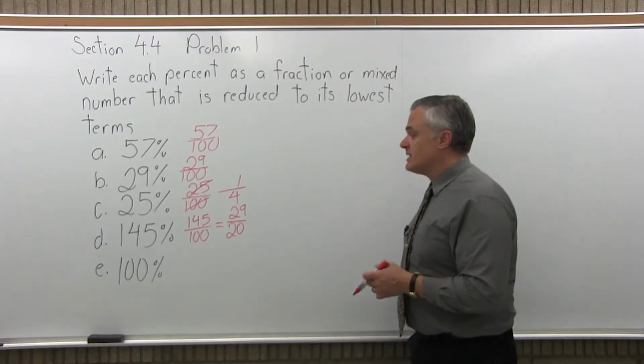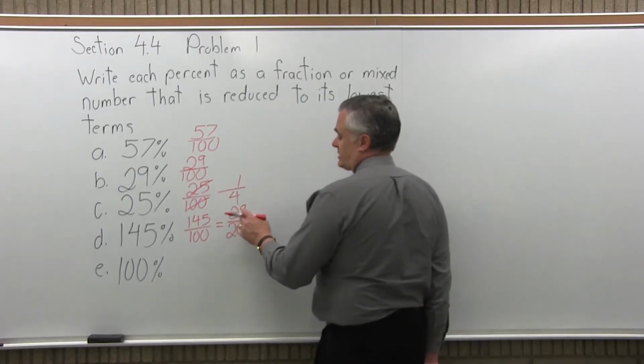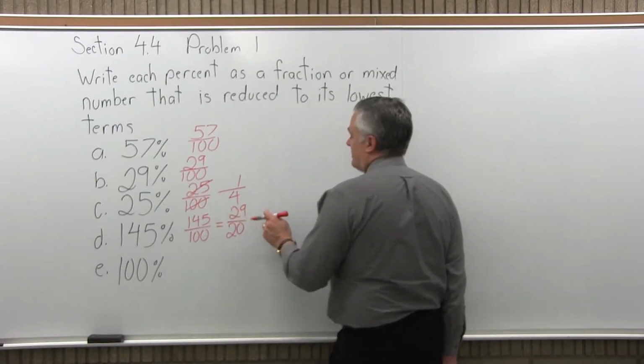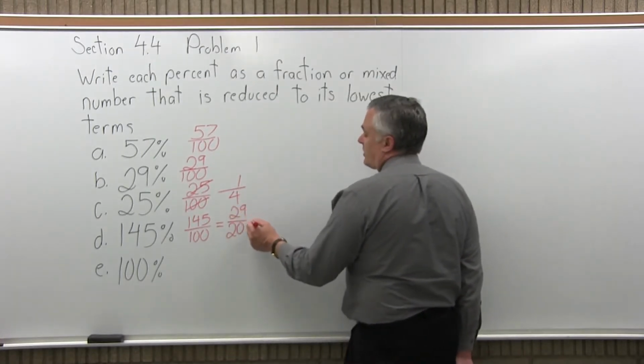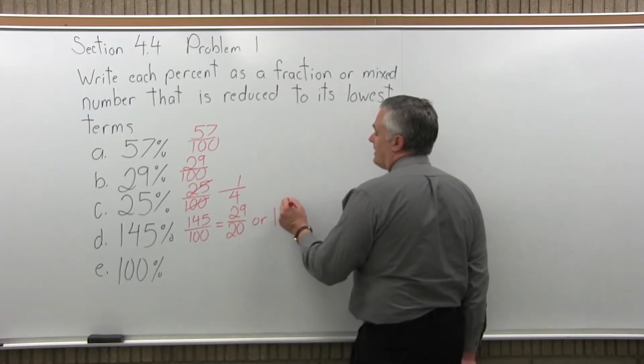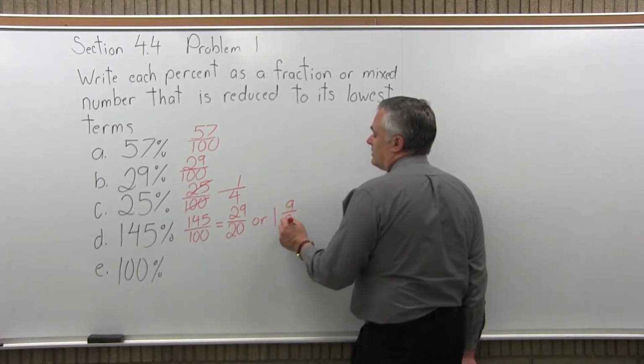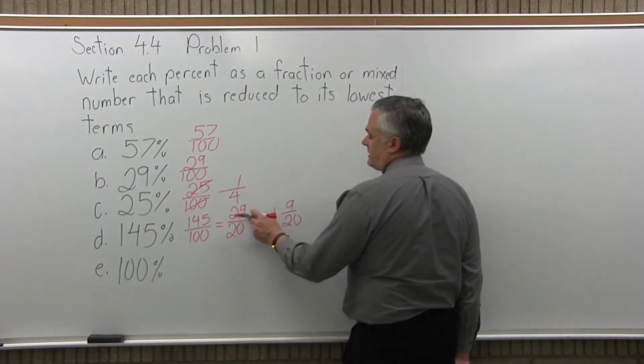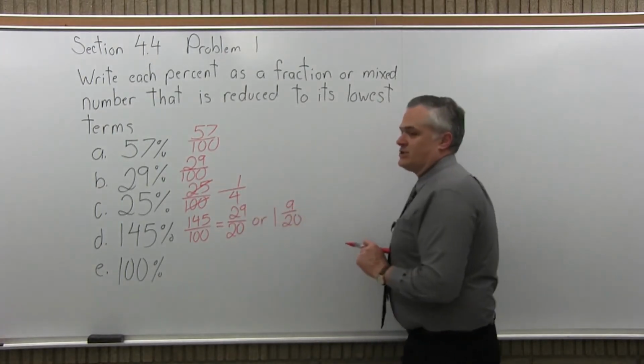You can write it as a mixed number if you want, a number with a fraction. So I know that 20 over 20 is 1, and I have 9 more 20ths. So you could say 29 over 20 or 1 and 9 20ths. Right, again, the 20 over 20 represents the 1, and then there's 9 20ths in addition to the 20 over 20.